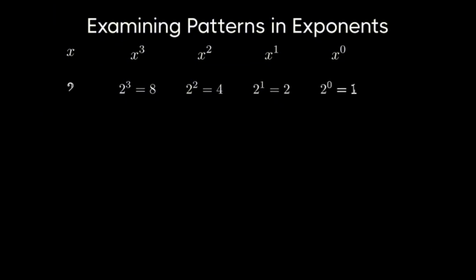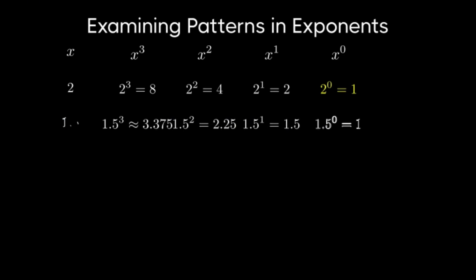Remember, when we raise a number to a power, we're multiplying the number by itself that many times. So 2 cubed is 2 times 2 times 2, which equals 8. Notice that 2 to the power of 0 equals 1. This follows from the rule that when you divide a number by itself, you get 1. Since 2 to the first power divided by 2 equals 1, we can think of 2 to the 0th power as 2 to the first power divided by 2. Let's try a different value.